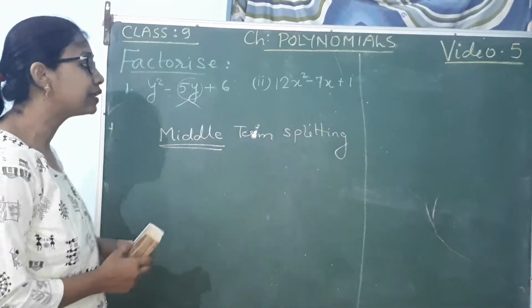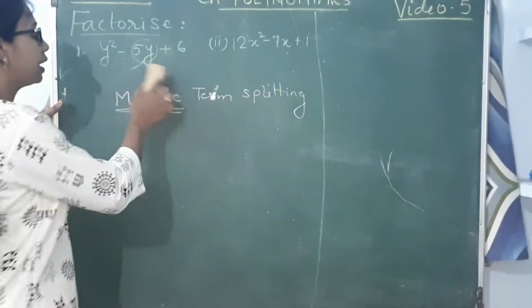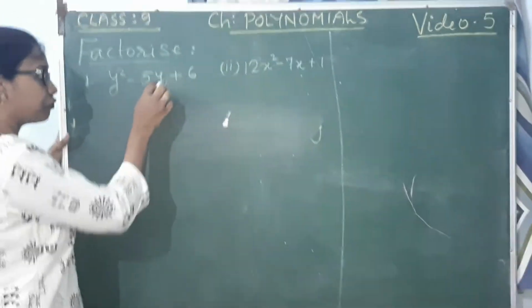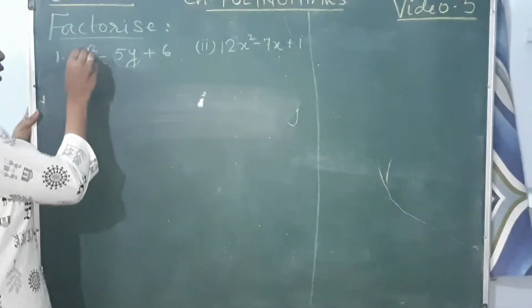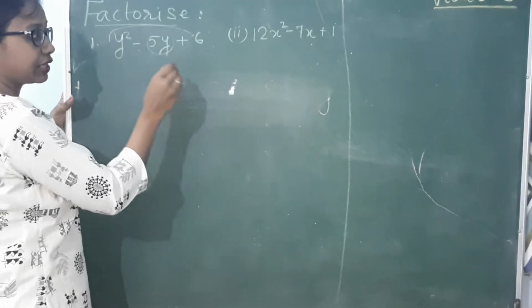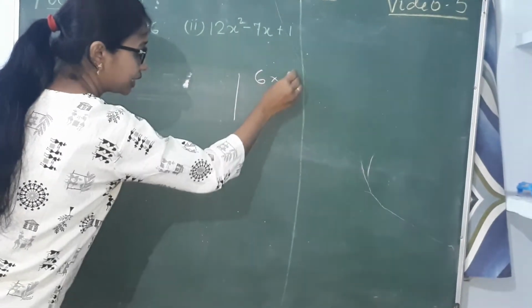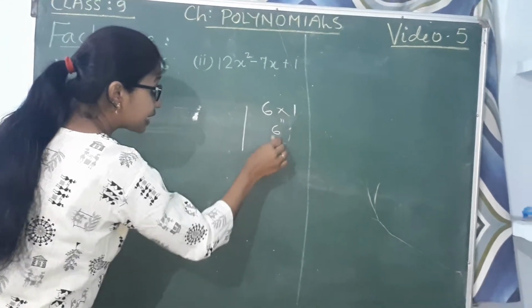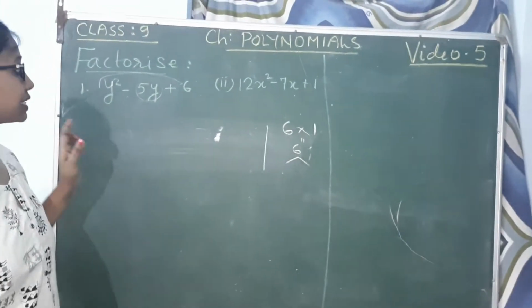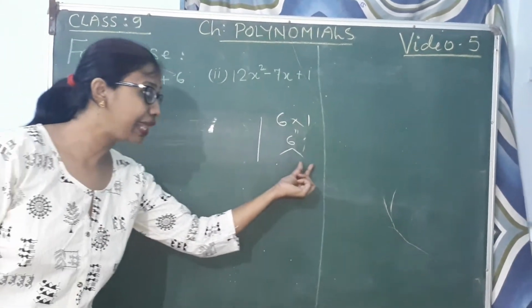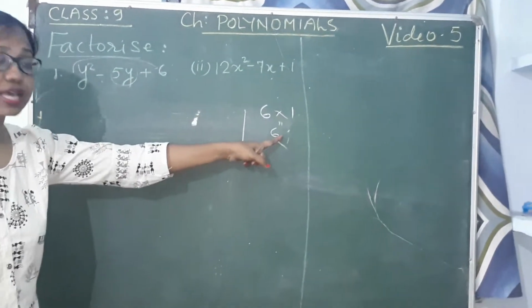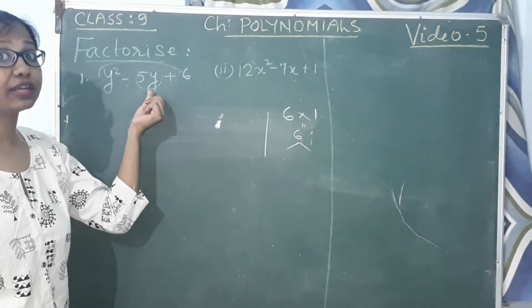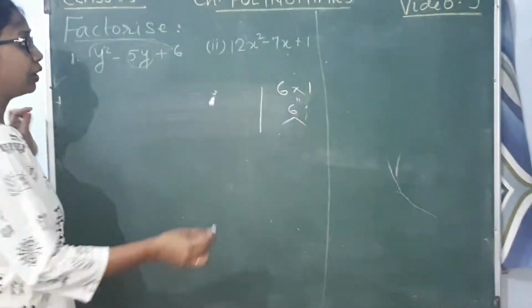But what is the correct method to split this middle term? The method tells us to multiply the coefficient of y square by the constant term. 6 into 1 is 6. Now split 6 into two parts such that when you multiply the two numbers you get 6, but when you add or subtract them, you get the middle term. This is how we are going to do it.